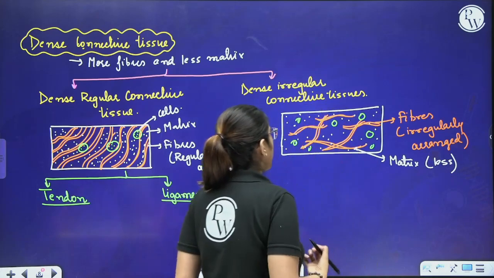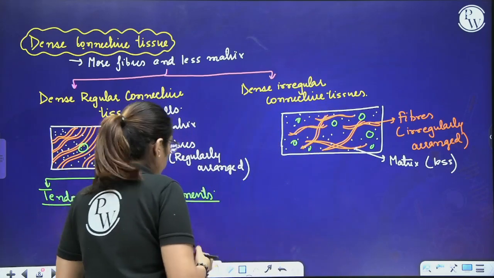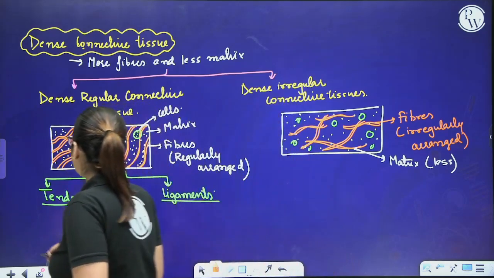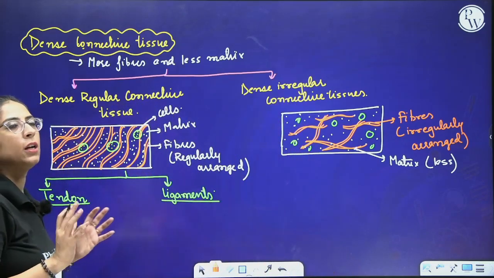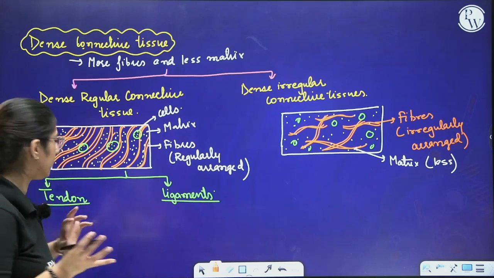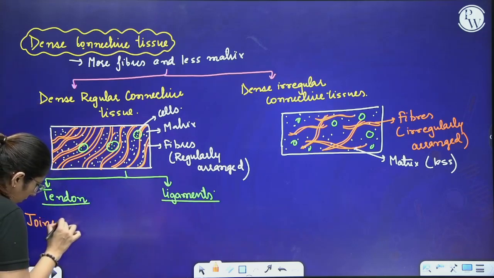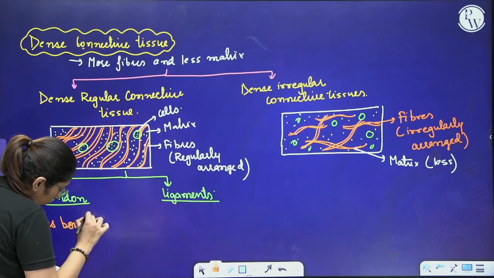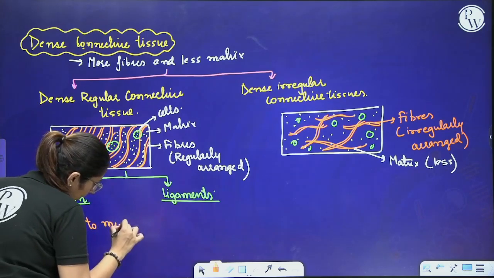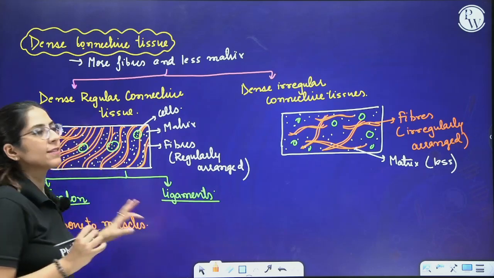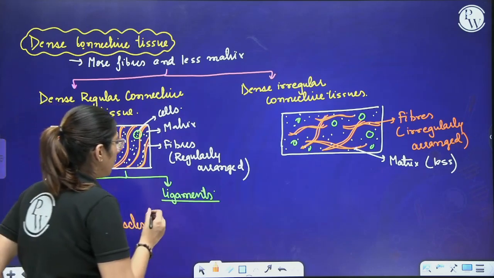This is comparatively less. Let's talk about now the tendons and the ligaments. Now, what are these tendons? Tendons are those structures which join bone to muscles, right? So these are the ones which join bone to muscles, right? Whereas ligaments are those structures which join bone to bone.